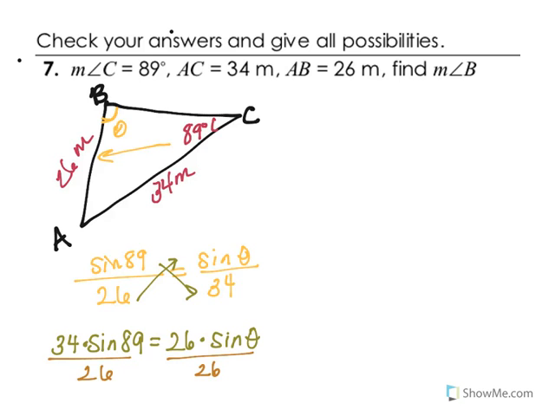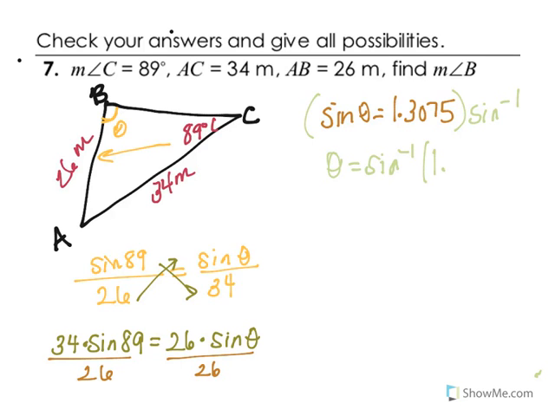So in your calculator, do 34 times sine of 89, hit enter, then divide by 26. So you get that sine theta is equal to 1.3075. Okay, so now remember, to get rid of the sine, you're going to take the sine inverse on both sides. So you have that theta equals the sine inverse of 1.3075. But here's the deal.